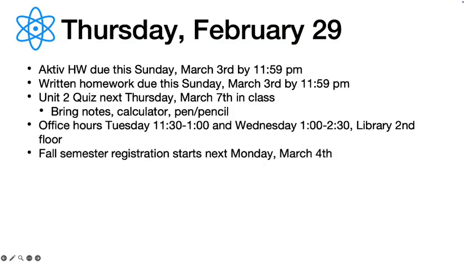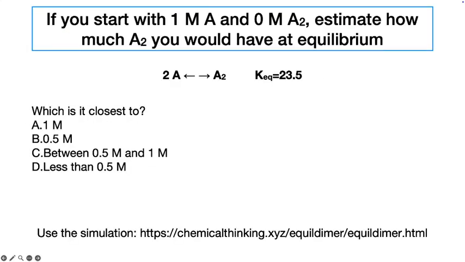Okay. Which then takes us to this last question. This is the last one I really want to get through. If you start with 1 molar A and 0 molar A2, estimate how much A2 you would have at equilibrium. Okay. It is another blue box, so spend some time. Write it out.